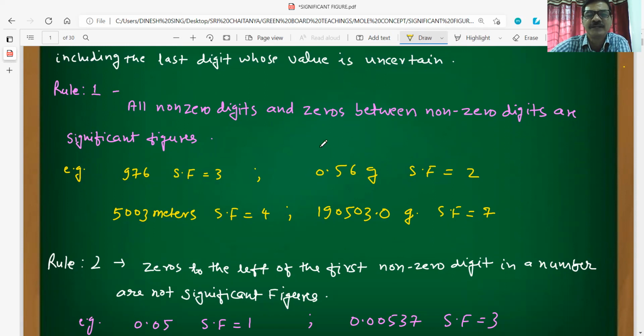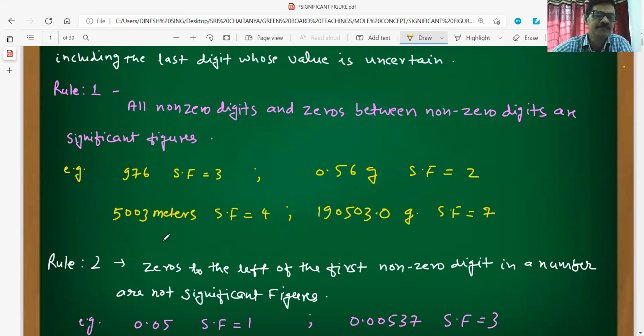If we talk about 0.56 gram, some value is given. In this the zero will not be counted, or any zero which is present on the left hand side of a non-zero digit will not be considered as a significant figure. So here the significant figures are 5 and 6. Both are significant figures, so this value will be equal to 2.